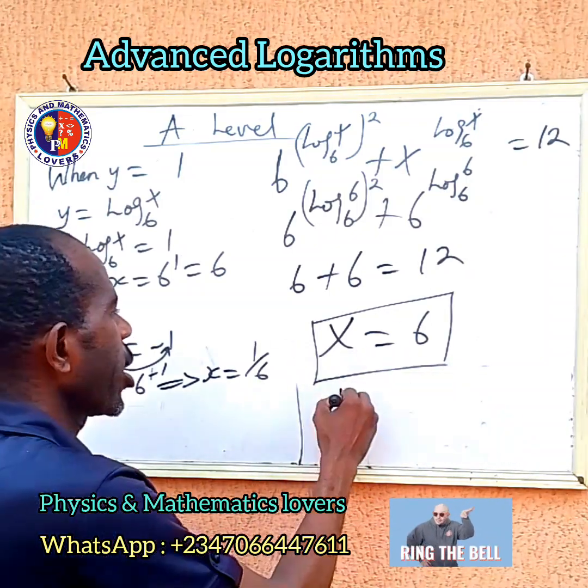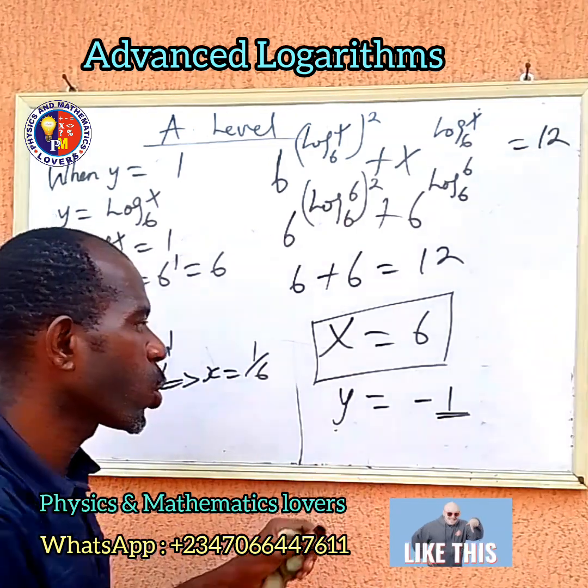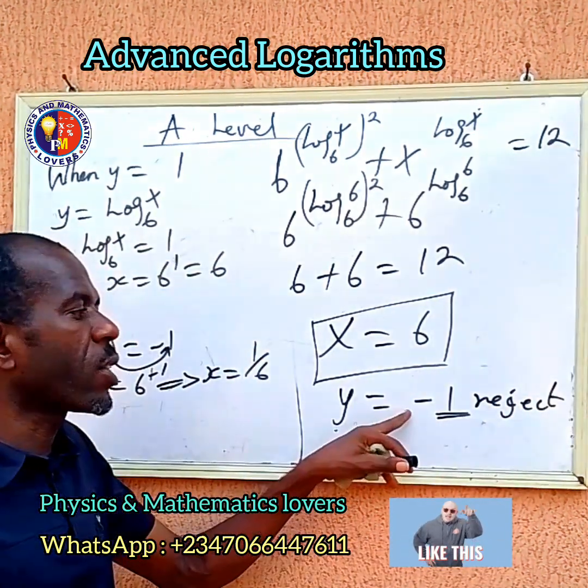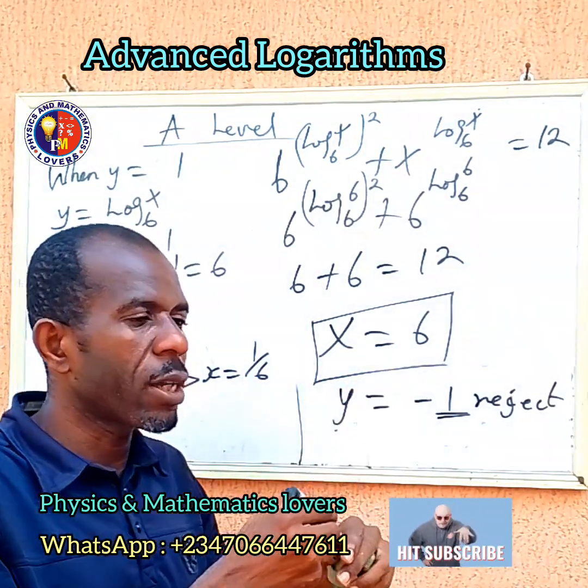And now y equal to negative 1, from what we solved, this one is rejected. We reject this. So we reject y equal to negative 1 to get our x. So the valid answer is x equal to 6.